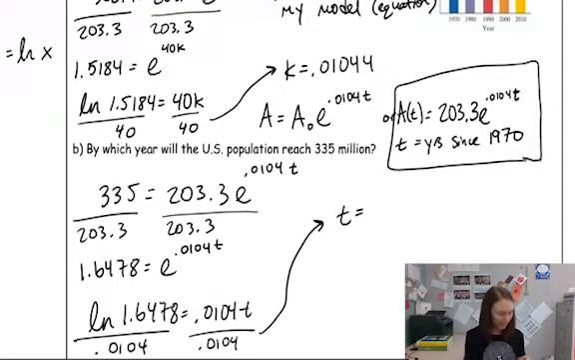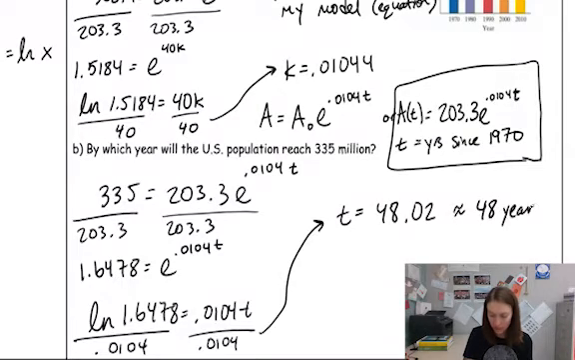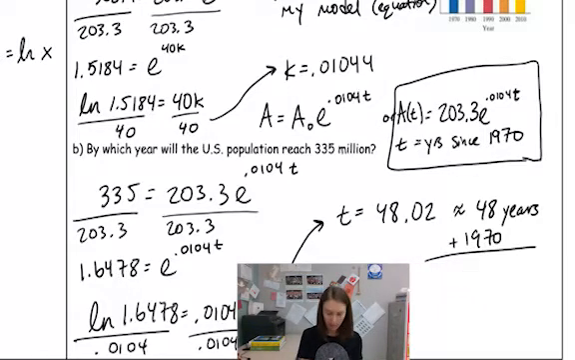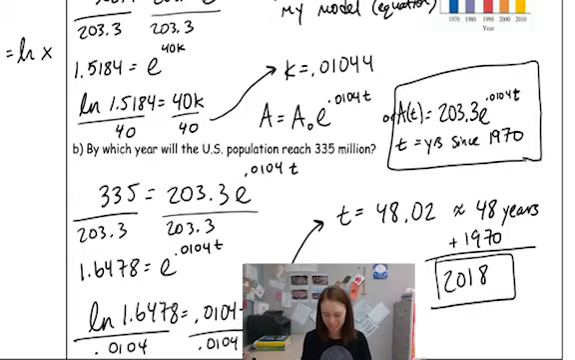All right, and then ln of 1.6478 divided by 0.0104 ends up as 48.02, so approximately 48 years, but read the question carefully. It didn't say how many years. It said by which year. So now I need to add that to 1970, and I get about 2018. All right, so there's our first example.